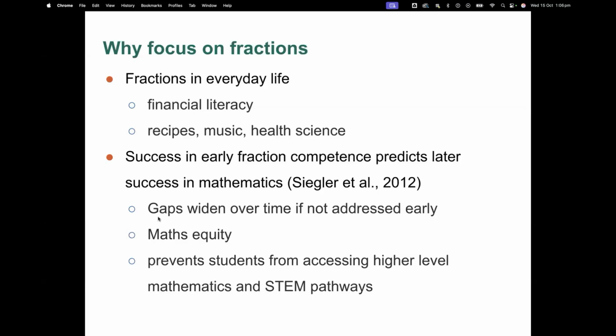Well, what I'd like to get across is that you should not see fractions as a box to tick. You need to make sure that your students or your kids do not have gaps and that they've really got it before you move on to anything else. Because if they don't, those gaps only widen over time, and you end up having somebody who cannot access higher level mathematics and also STEM pathways. So careers that require maths, that includes economics, medicine, and engineering.